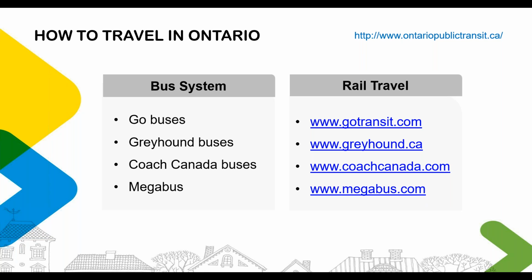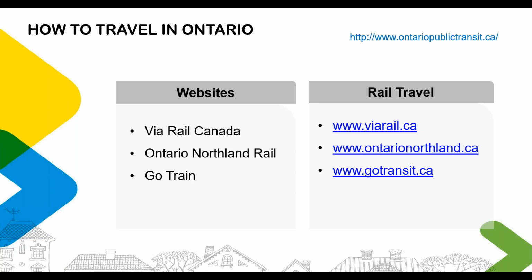GO Transit is the regional public transit service for the Greater Toronto and Hamilton area. And then we've got Greyhound that services all of Ontario. Greyhound is actually the largest provider of intercity bus transportation in Canada. Coach Canada services the southern part of the province from Windsor to Montreal. The Megabus services Ontario, Quebec, and the United States at a really low cost. And Canada Coach offers premier intercity motor coach service at a discounted rate. So there you have it.